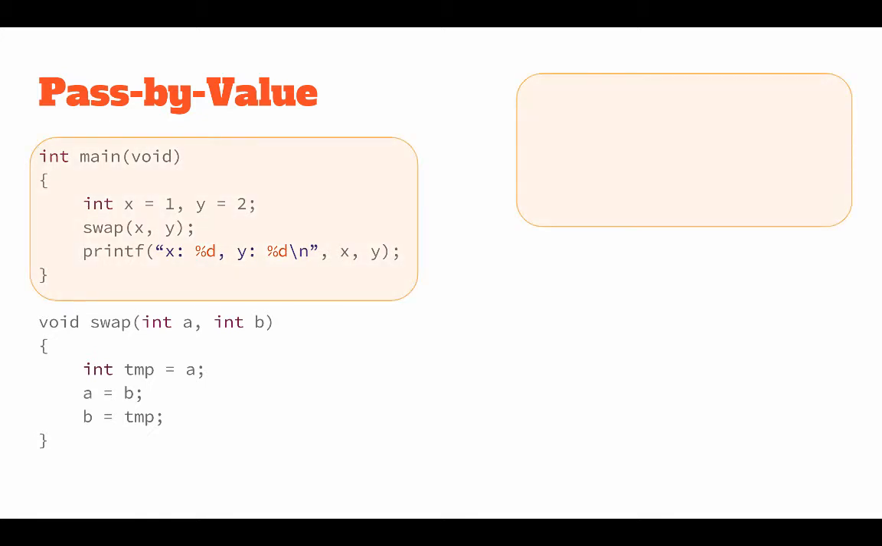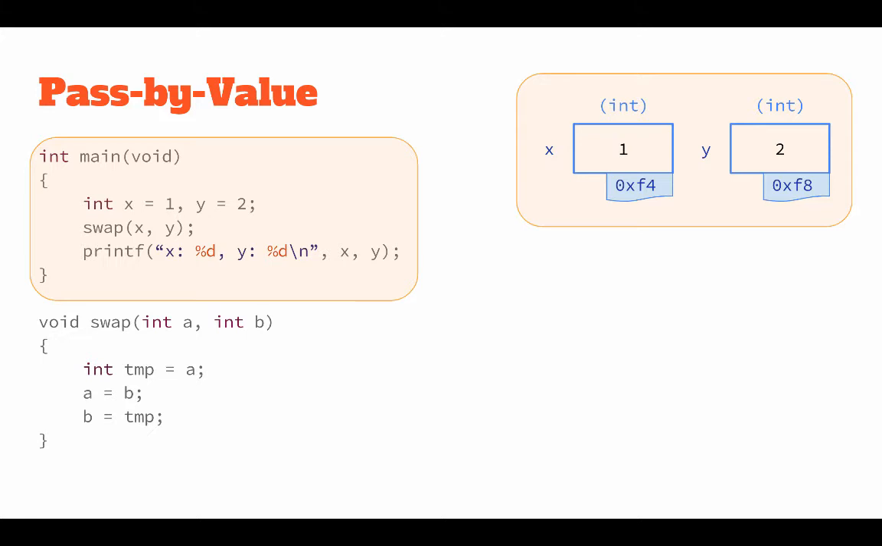So let's first look at what's happening in main. On the left-hand side is my code. On the right-hand side is my call stack, or the memory set aside for that function. When I call main, inside of my main call stack in memory, I have a variable x and a variable y.